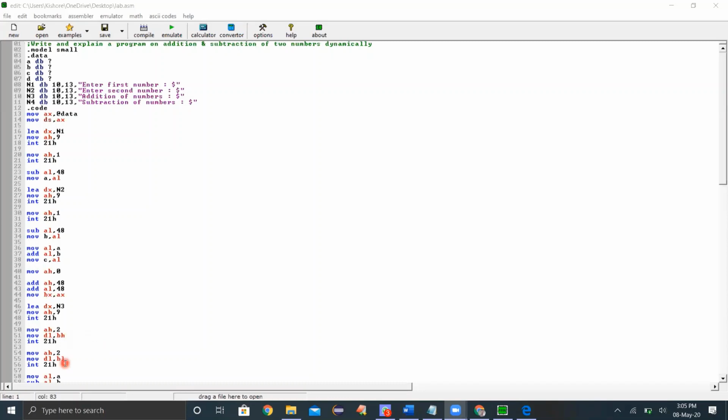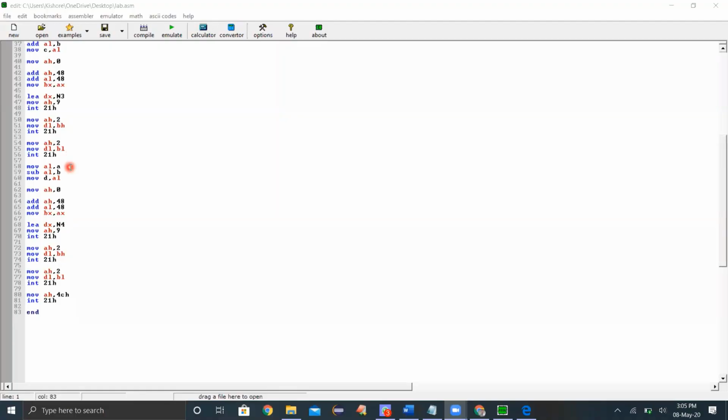And then here MOV AH, 2 means printing the value, and MOV DL, BL means the BL value is stored in DL. The lower digit of the addition value is stored in DL.